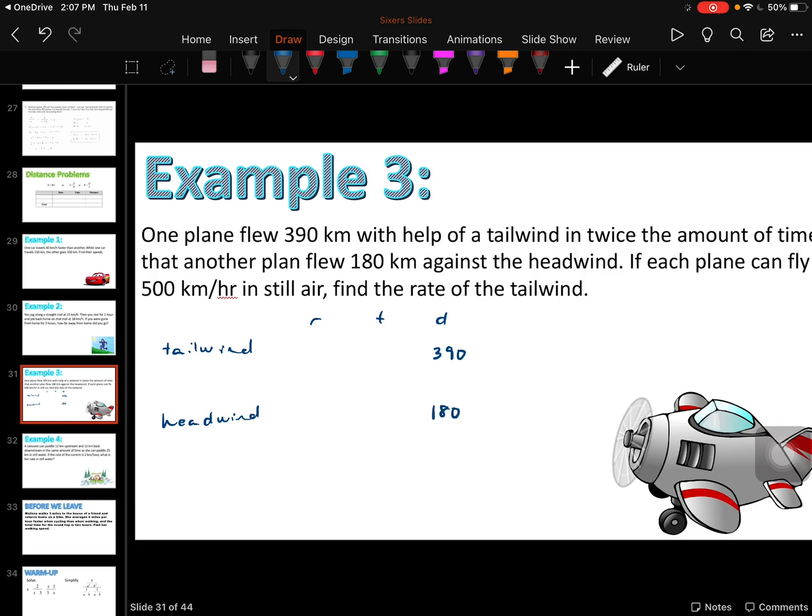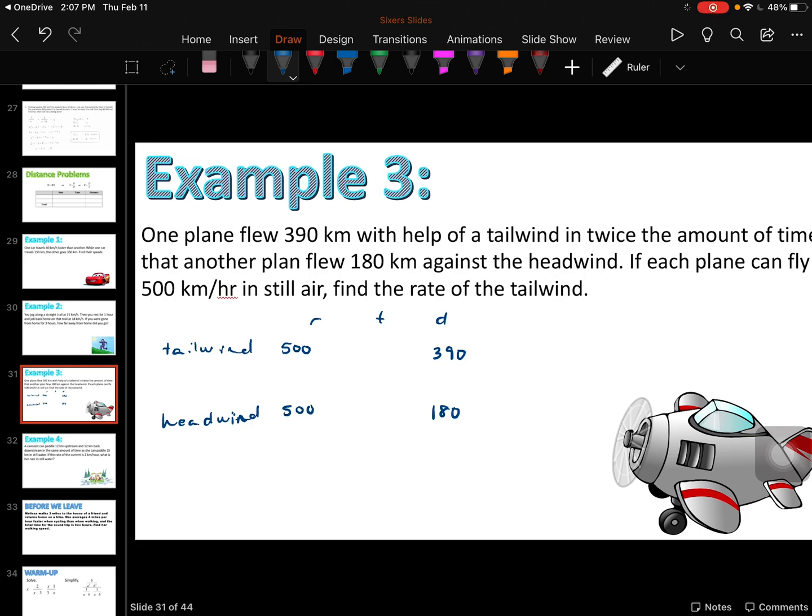Now it does say twice the amount of time. So that means that you're going to have to multiply the time by 2 at some point, but let's get everything else in this question first. It says each plane can fly at 500 kilometers per hour in still air. That means without any wind. So I know I'm starting out with 500 kilometers per hour for each one.